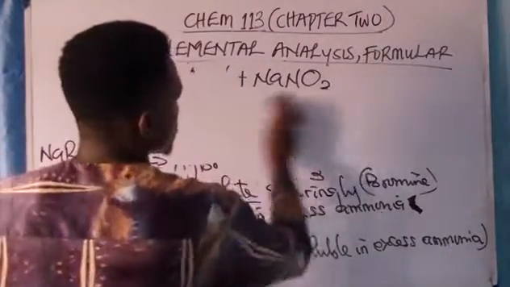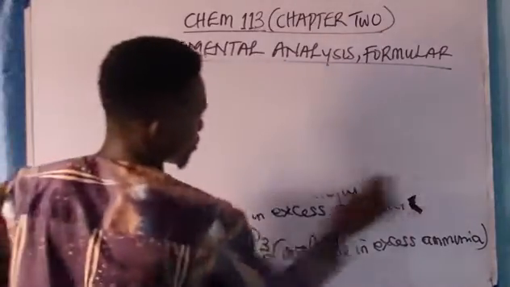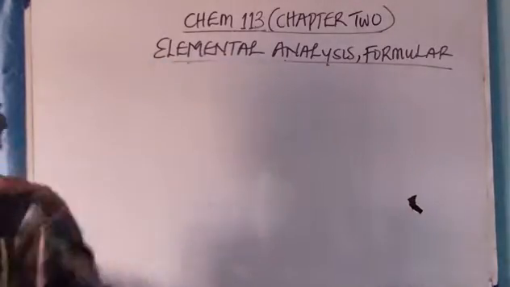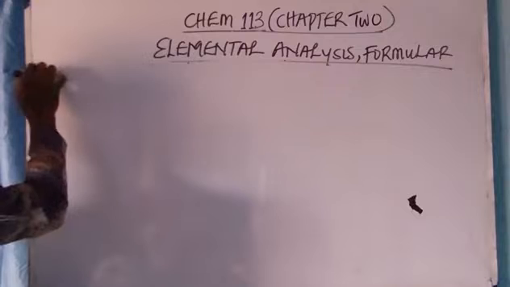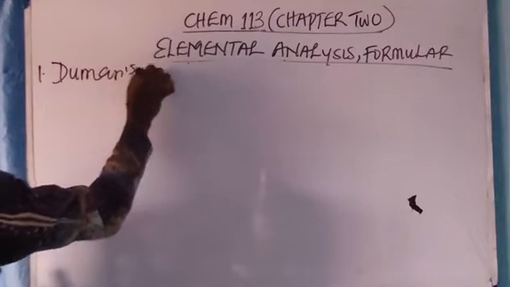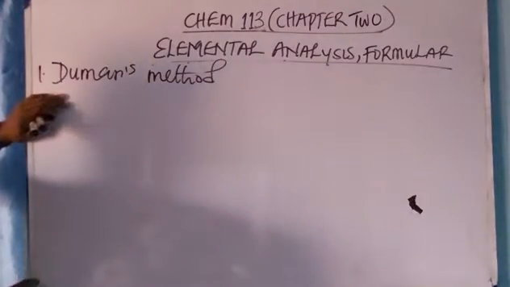How is the content of nitrogen identified? The identification of nitrogen content in a given compound is done through two methods. One is the Dumas method. Let me explain this Dumas method.